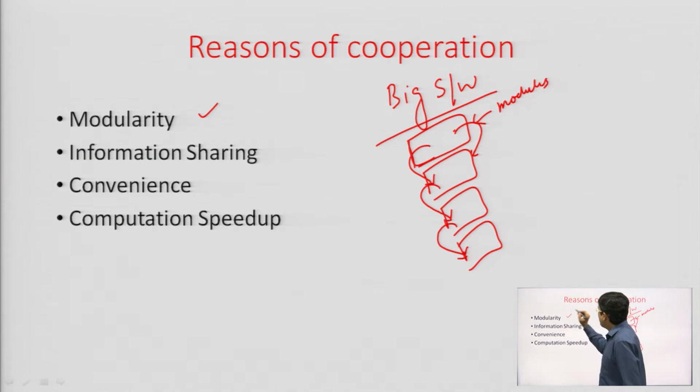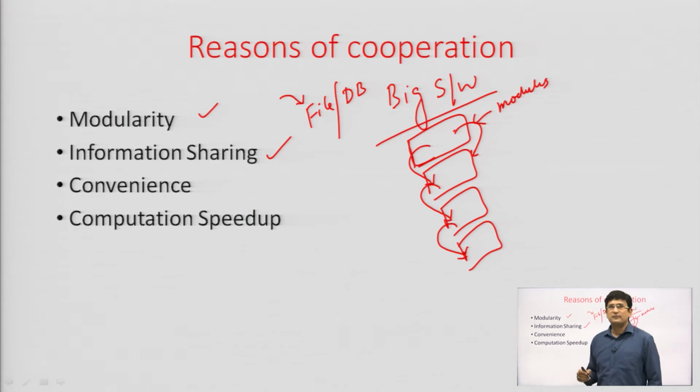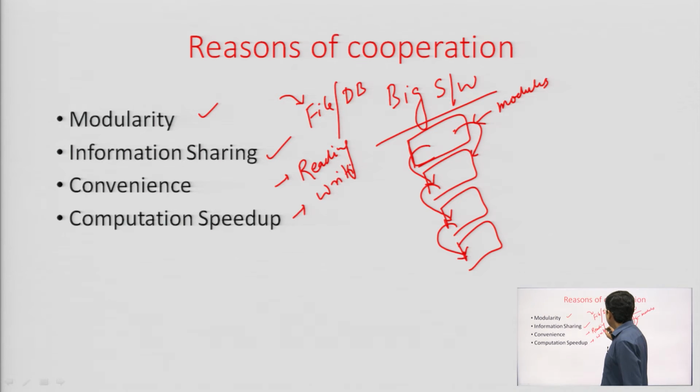So, the cooperation is required between the modules. For information sharing, for example, there is a file or there is a database. A file can be used by many processes. This file can be opened for reading among many processes, and the file can be opened for writing also.